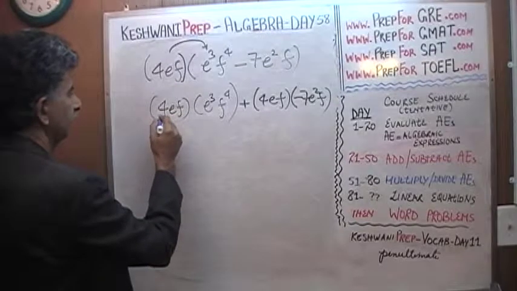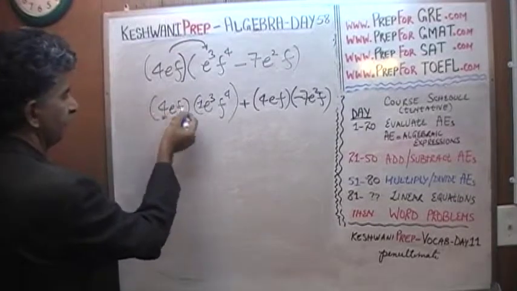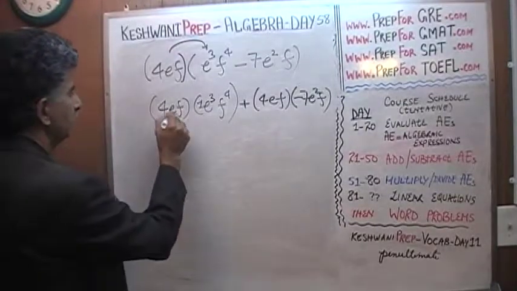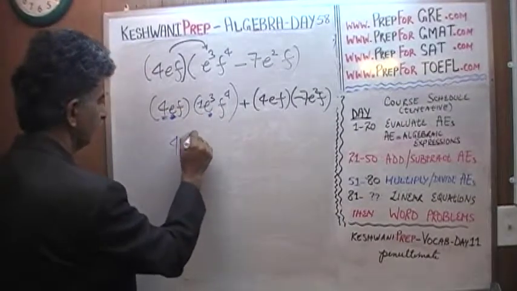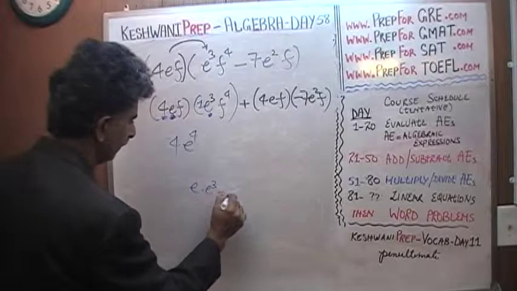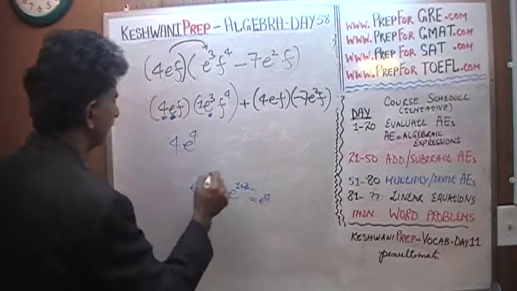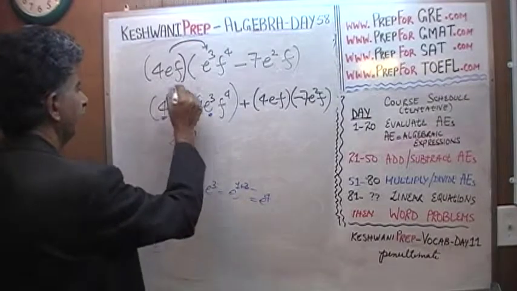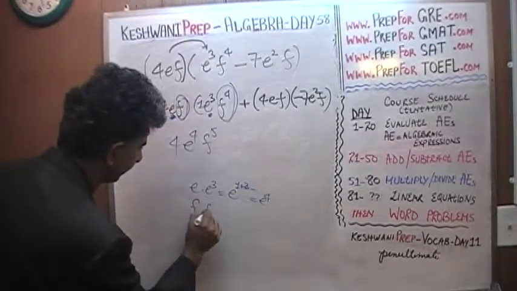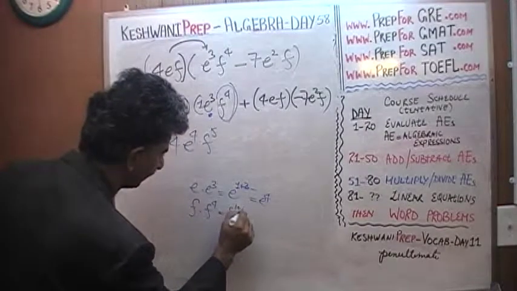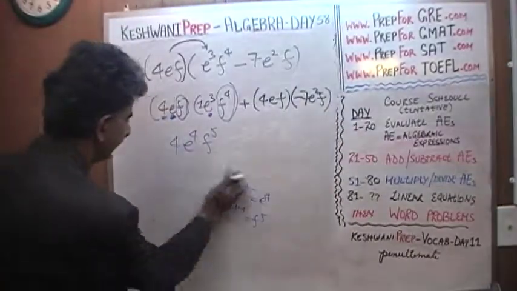So here we have 4, and here there is no coefficient, so it's 1. 4 times 1 is 4, and this is positive and this is positive. It's just positive 4. E times E cubed would be E to the 1 plus 3, or E to the fourth. And then we have f times f to the fourth, which is f raised to 1 plus 4, f to the 5. So that takes care of that part.